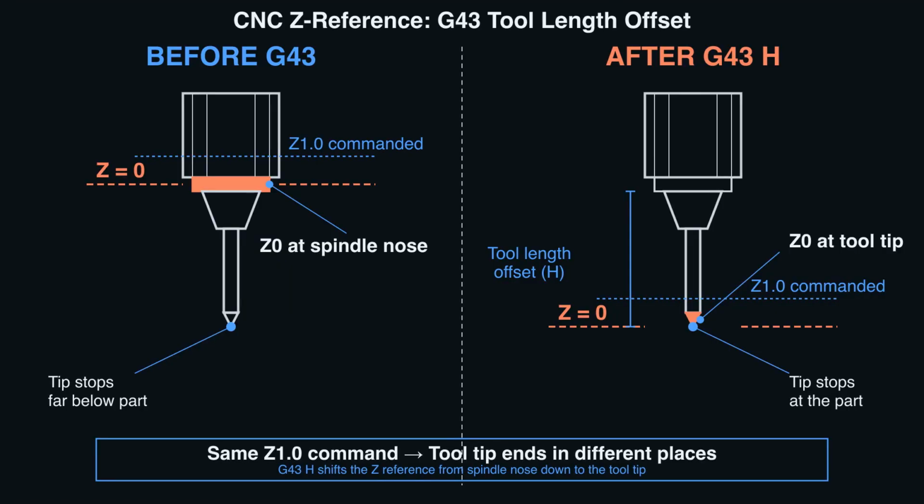Here's the before and after that matters. Without G43 active, the control treats the spindle nose as Z0. With G43 H active, Z0 shifts down to the actual tooltip. Same program, 2 completely different machine positions.